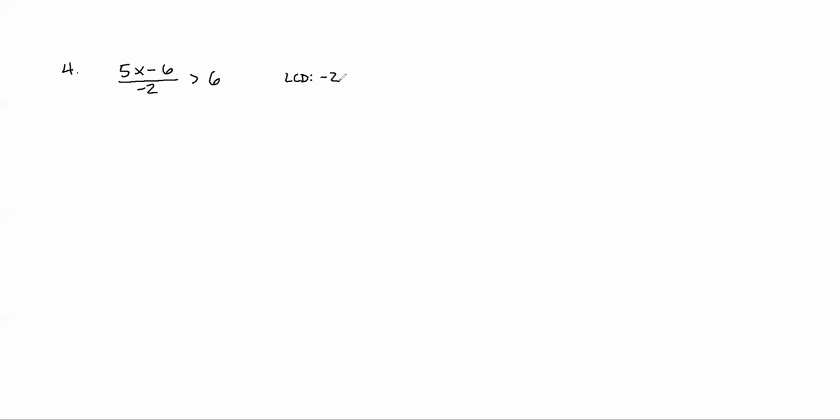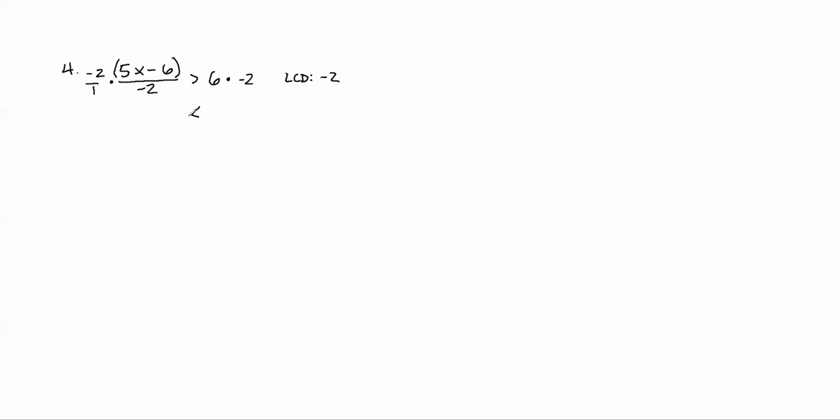So now if we go ahead and multiply each term, so this fraction right here is one term, and you can put that in parentheses if you want, that's 5x minus 6. Multiply the right side by negative 2. Because we're multiplying by a negative, we have to flip our inequality. So I'll normally do that first so you don't forget to do it.